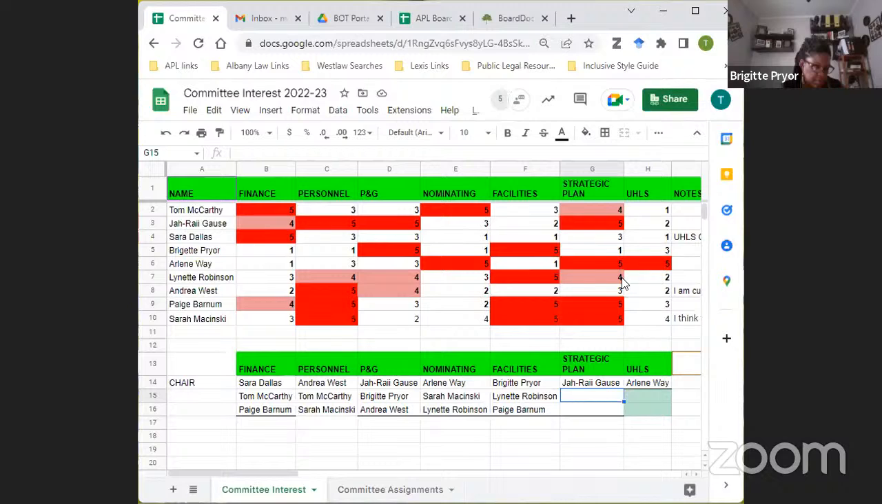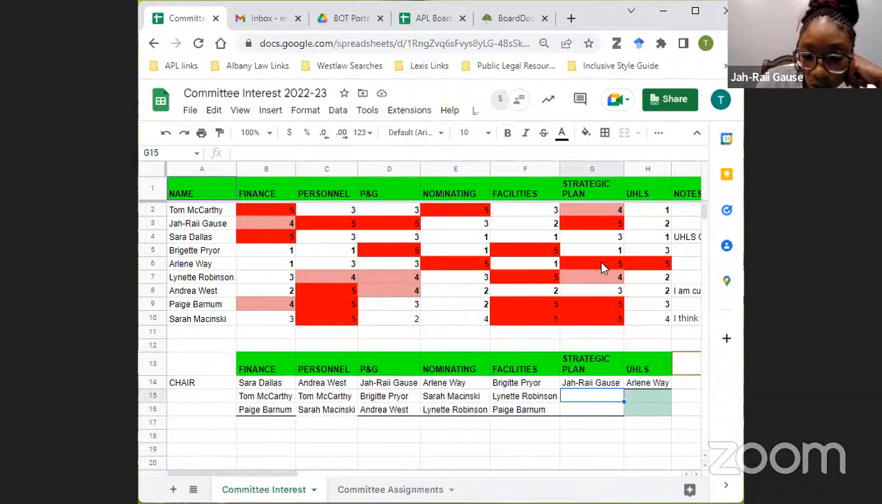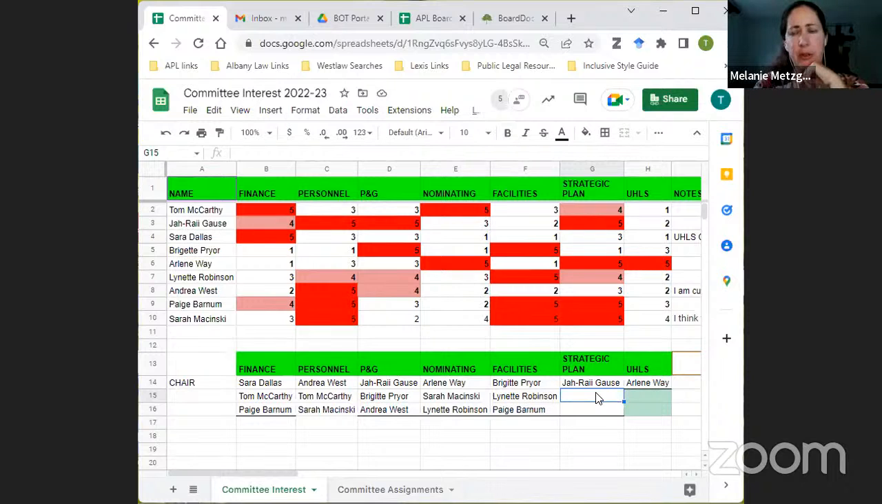Since nominating doesn't meet that much, why not just put Lynette or Sarah or Arlene on there? Nominating is the one that meets the least, so we can at least pick one person from that committee to go on strategic plan. I really love Arlene's vision for the library. I always learn when Arlene speaks, and I think she would be fabulous on the strategic plan. I would agree. She's also been through the planning process before, so she would be a really good asset to have.